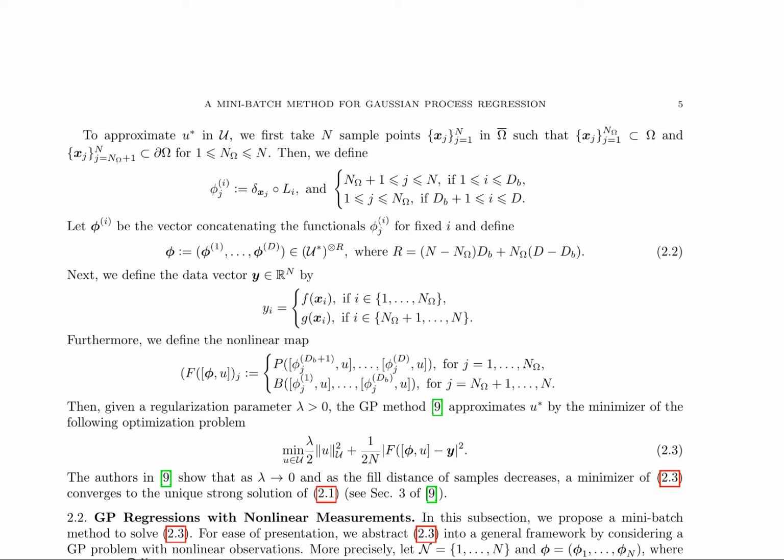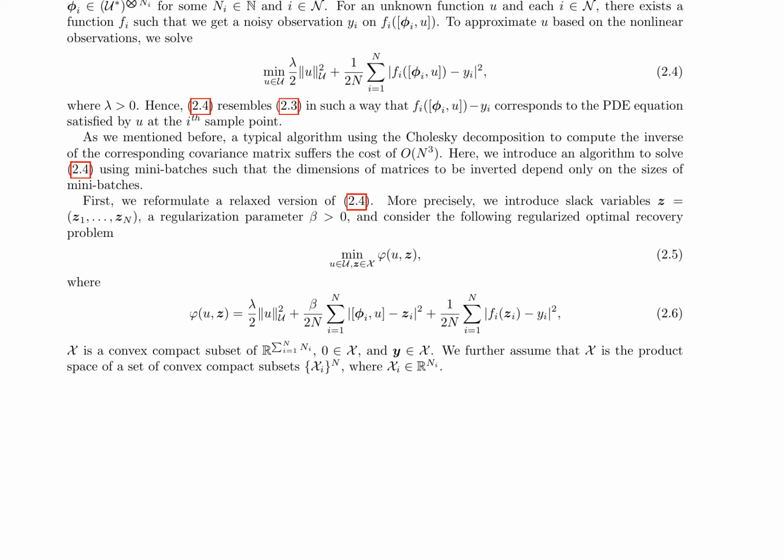GP problem with nonlinear observations. This method reformulates the optimization problem into a regularized optimal recovery problem, introducing slack variables and a regularization parameter. The mini-batch method iteratively updates the solution by solving a minimization problem involving the mini-batch objective function and a proximal term. The authors provide remarks on the method, including its extension to incorporate a preconditioned variant and how to compute the solution at a test point. They also discuss the importance of the Cholesky decomposition and the computational cost of the method.